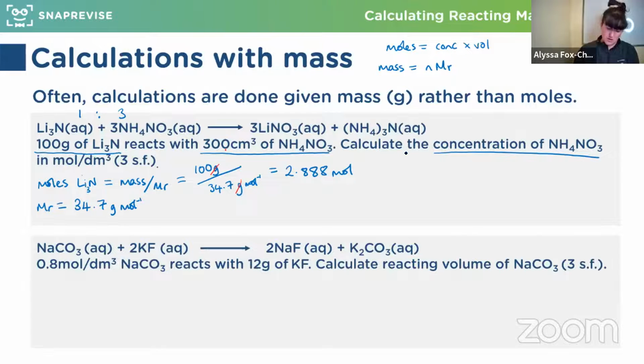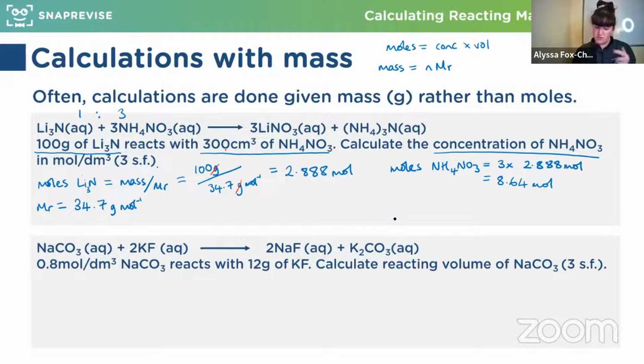So because it's a 1 to 3 ratio, I'm going to need 3 times as many moles of ammonium nitrate. So if I'm trying to calculate my moles of ammonium nitrate, NH4NO3, it's 3 lots of my moles of lithium nitride, which comes out at 8.64 moles. I'm still looking for the concentration of ammonium nitrate.